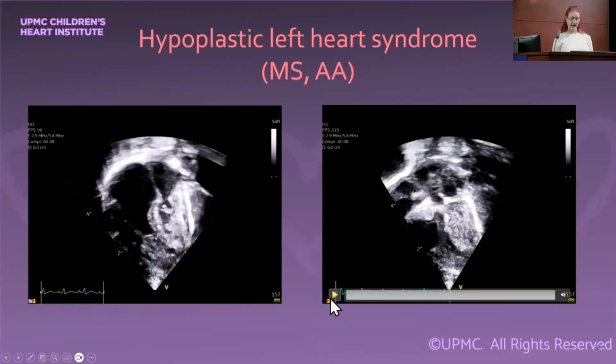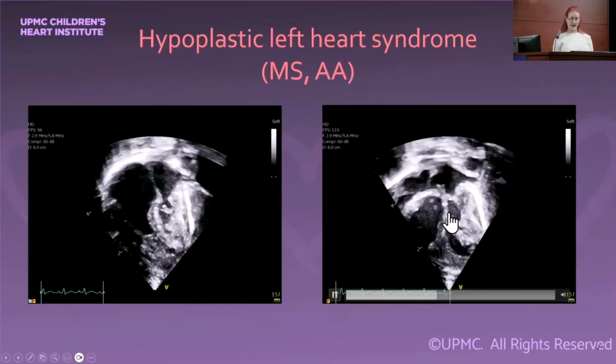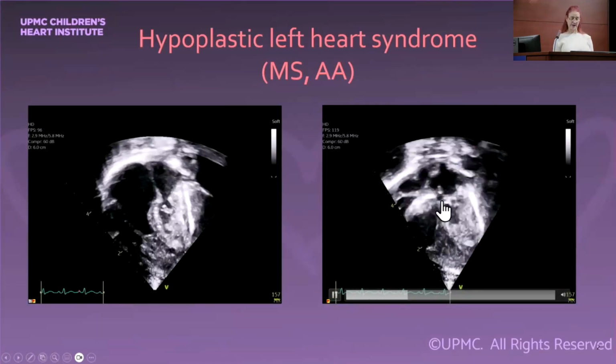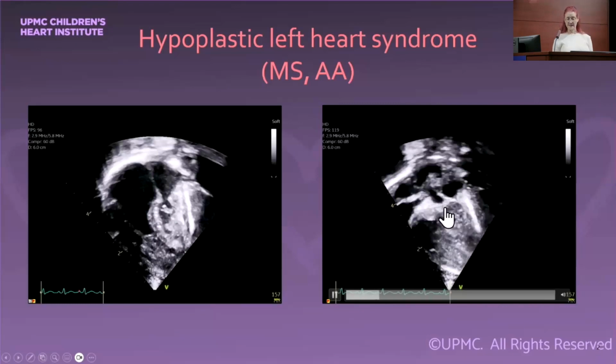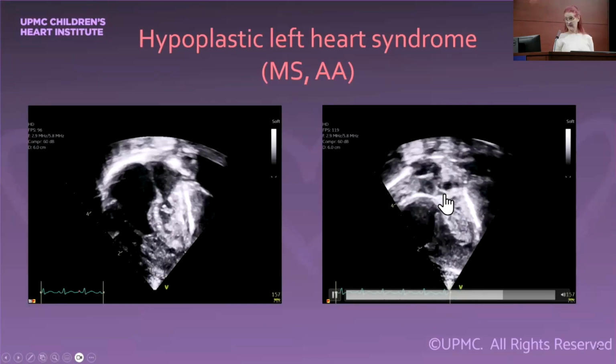When we tip up into the LV outflow tract, we see the LV cavity, you see the ascending aorta here, but we were never able to identify any aortic valve leaflets. You can see that there is sort of a wall between the LV cavity and the ascending aorta.